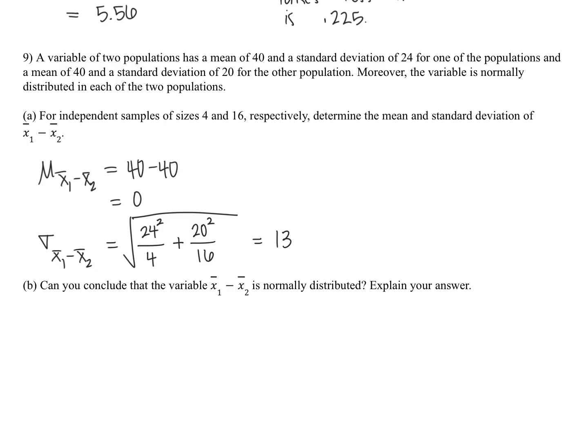The next question says, can you conclude that the variable is normally distributed? Explain your answer. So for means, just like with a single mean, either each distribution is normal for the population, so the difference is normal, or each sample size has to be greater than or equal to 30. So the answer here is yes, because each population is normally distributed.